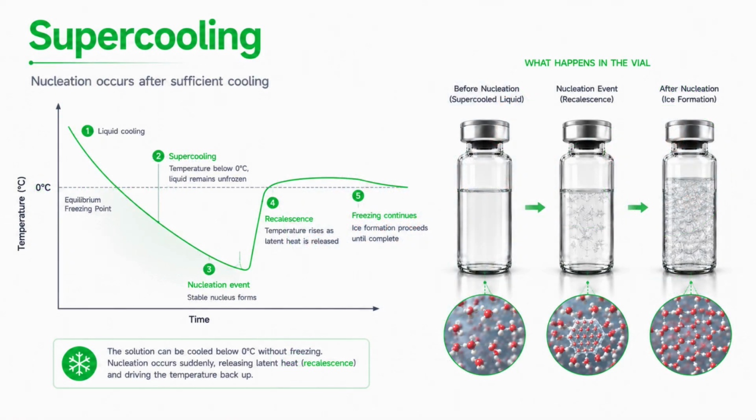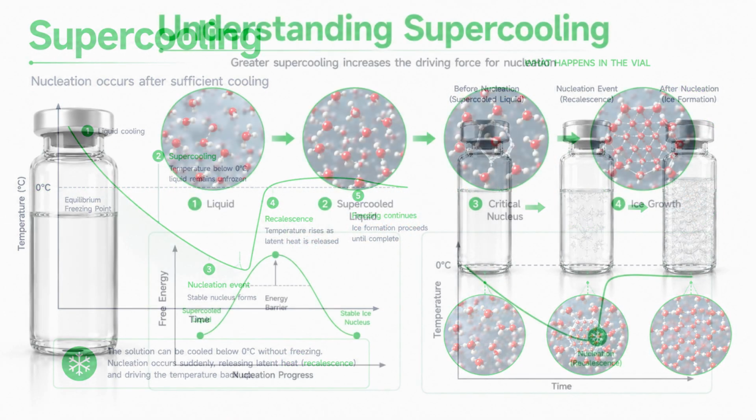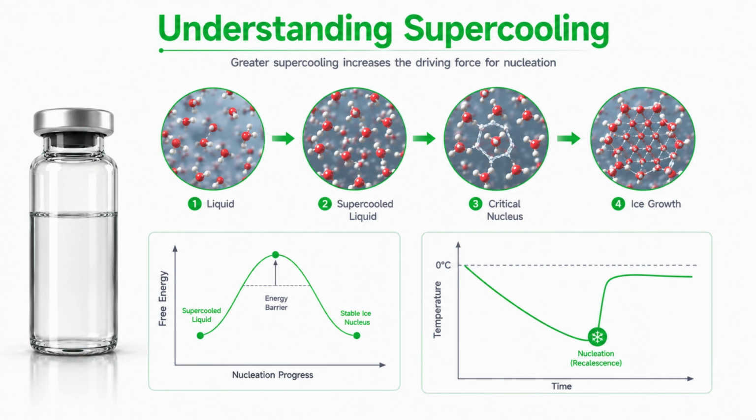The greater the degree of supercooling, the greater the thermodynamic driving force for nucleation. Once the critical nucleus forms, freezing proceeds rapidly, and the stored energy is released. This explains why nucleation occurs suddenly rather than gradually.